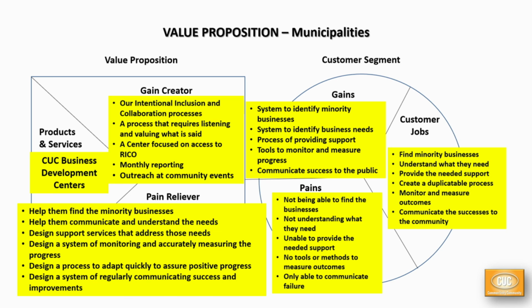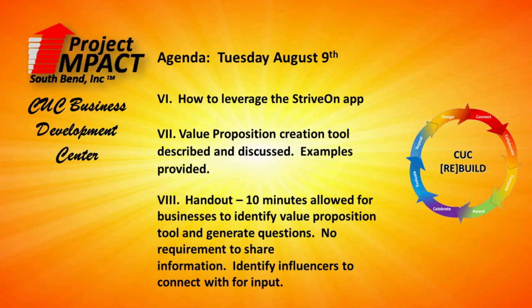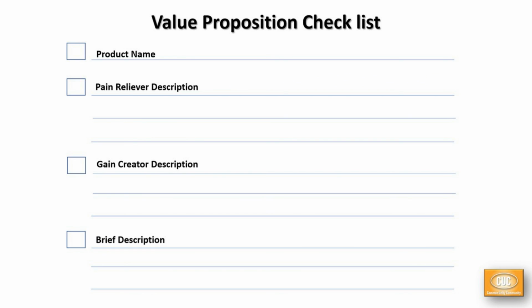The most important thing to remember is these are assumptions. This is what we think the customer segments are going to say they value. The key is to then do some discovery, talk to existing and potential customers, and validate or disprove our assumptions. Now, here's what the value proposition checklist looks like for the CUC in our municipality customer segment for the city. Please take a few minutes to work on your value proposition checklist for one or more of your customer segments and contact us with any questions.